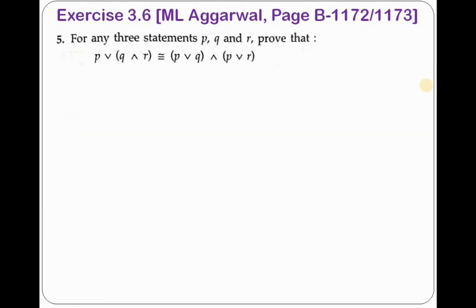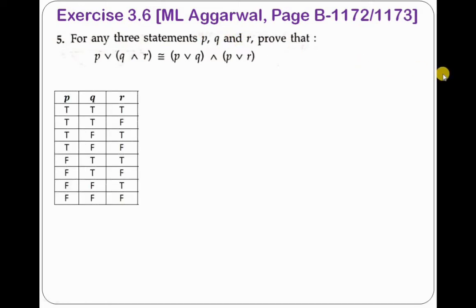Okay, so let us see this one. Basically here we need to show that this and this are logically equivalent. There are three statements this time. You have to be very careful while writing the truth table for three different statements. We have P, Q, R, so these are the possible values.